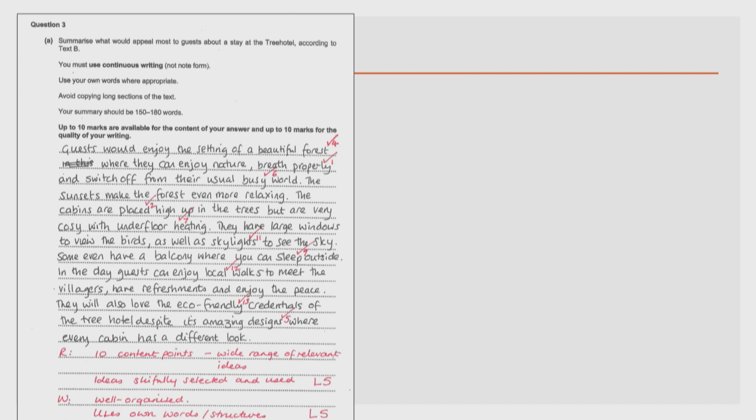Guests would enjoy the setting of a beautiful forest where they can enjoy nature, breathe properly, and switch off from their usual busy world. The sunsets make the forest even more relaxing. The cabins are placed high up in the trees but are very cozy with underfloor heating. They have large windows to view the birds as well as skylights to see the sky. Some even have a balcony where you can sleep outside.